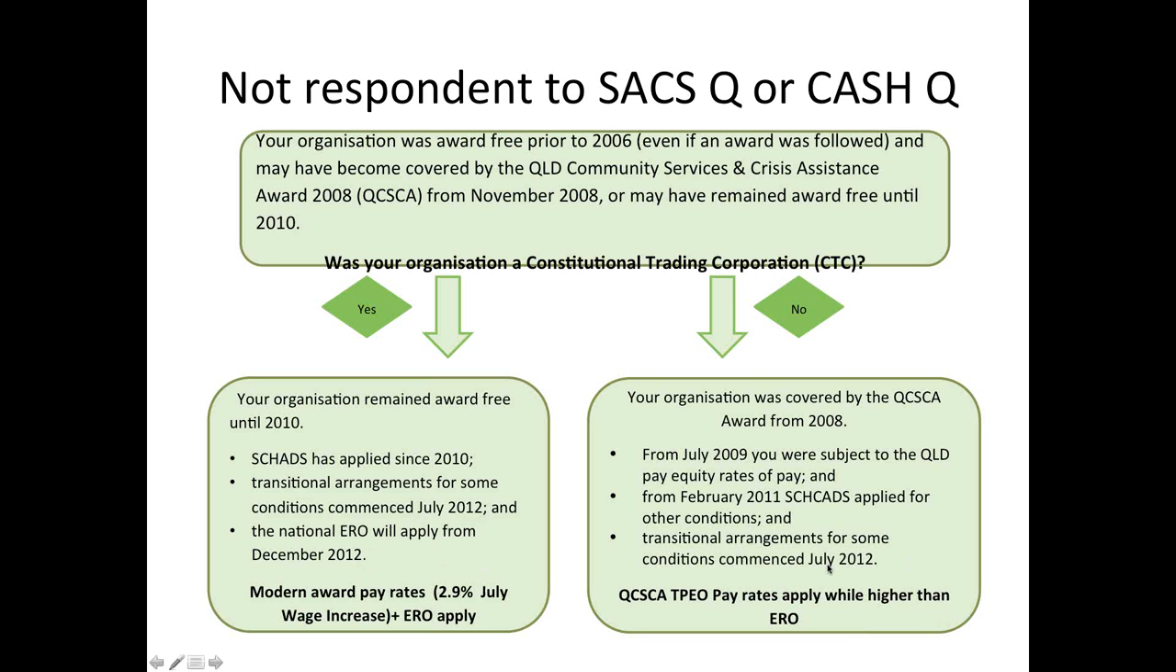If your organisation was covered by the Queensland Community Service and Crisis Assistance Award, or the QCSCA, from 2008, then from July 2009 you're actually subject to the pay equity rates, and as I said, they're preserved in your own Transitional Pay Equity Order or TPEO. From February 2011, the SCHADS conditions applied, and there are transitional arrangements again phasing from the old loadings in the QCSCA rates across to the modern award loadings and penalties.